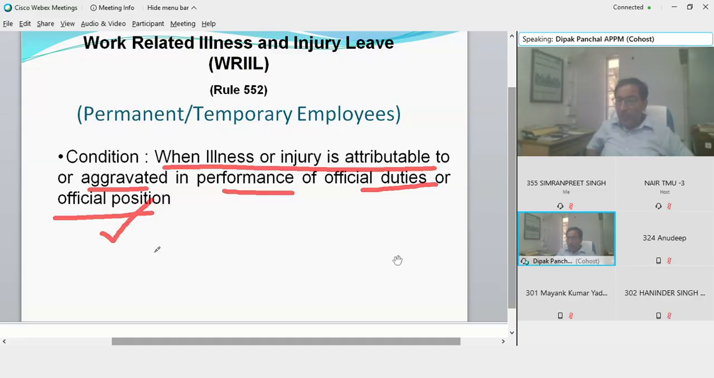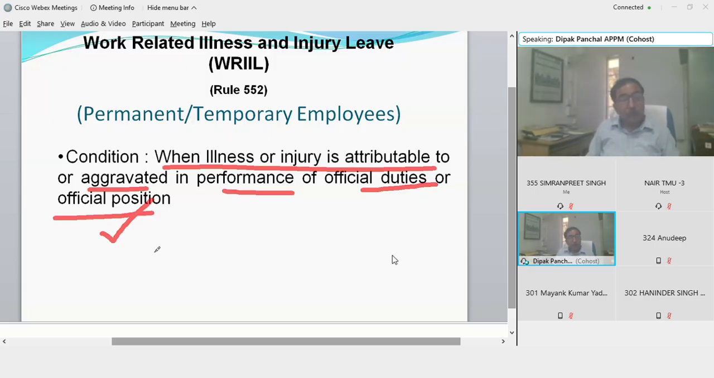So, though it is not directly associated with the work performed, but because of the official position, in such condition, WRIIL can be sanctioned. But there has to be some sufficient proof. There is a laid down procedure for sanctioning such leave. It cannot be sanctioned straight away.